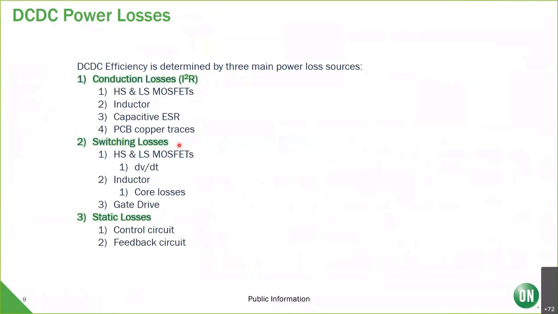Now you also have switching losses, and those happen during the low to high and high to low transitions of the MOSFETs, which results in a dV over dt. You also have core losses in the inductor, and then there are also losses in the gate drive. There's a lot of capacitance associated with gate drive, and you need to charge and discharge the capacitances of the FETs, and that dissipates power as well. And then finally, static losses, which are basically the control circuit and the feedback circuit.